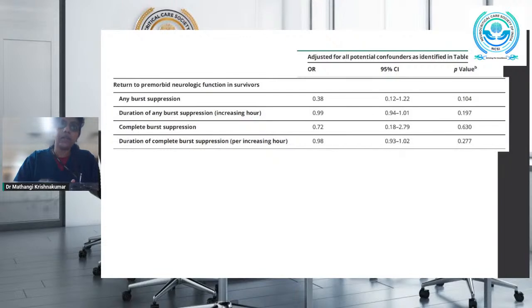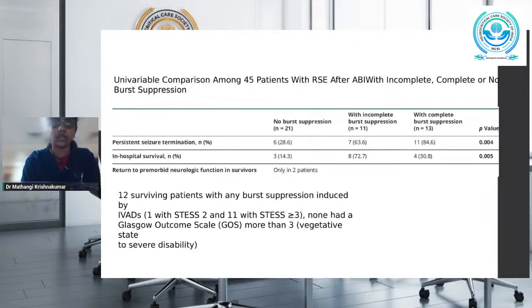Again, whether the patient was burst suppressed, minimally suppressed or not suppressed, there was no difference in this outcome. And this was in patients who were analyzed after removing anoxic brain injury from the population. So these were refractory status epilepticus without anoxic brain injury. So does the result change if we do the same analysis in anoxic brain injury? That is the question.